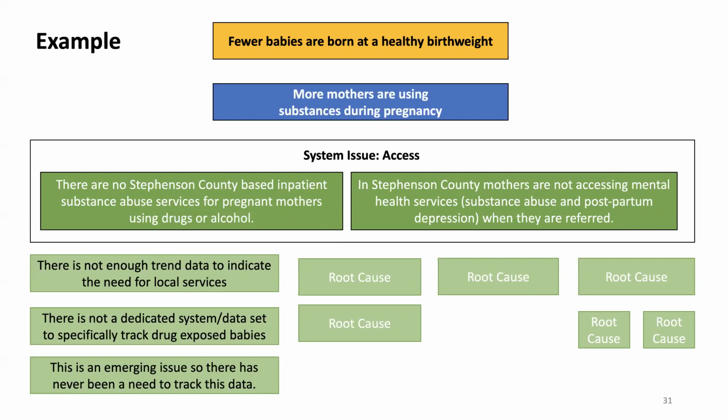It still wants us to ask why one more time, and they discovered that it's because this is really an emerging issue and there's never been a need to track this data. So now with this level of detail, they can get really clear on exactly what needs to happen to shift those system issues so that services can be available to mothers who are using substances during pregnancy, and hopefully then fewer babies will be born at an unhealthy birth weight, and we will be better prepared to meet the needs of those families and those babies.